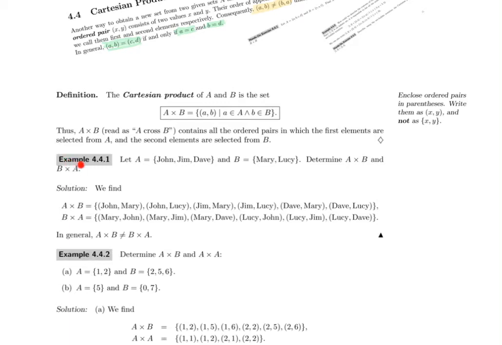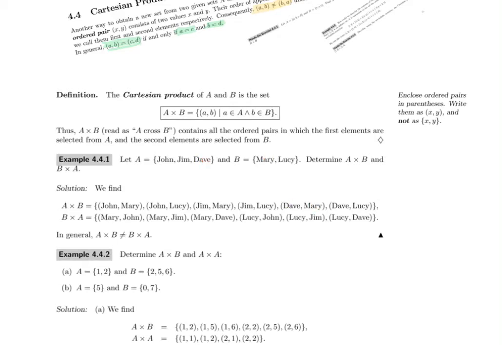As an example, let's look at two finite sets with names of people in them. We have set A, which is John, Jim, Dave. Set B, which is Mary, Lucy. What is A cross B and what is B cross A? A cross B is the set of ordered pairs where we take one element from A and one element from B. One element from A, one element from B, and so on.